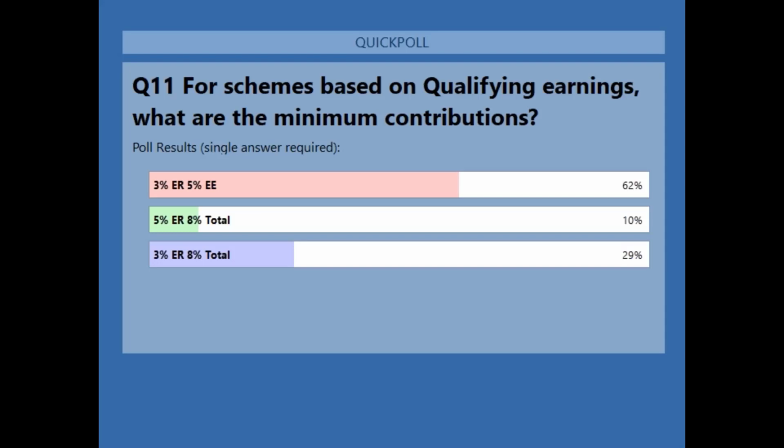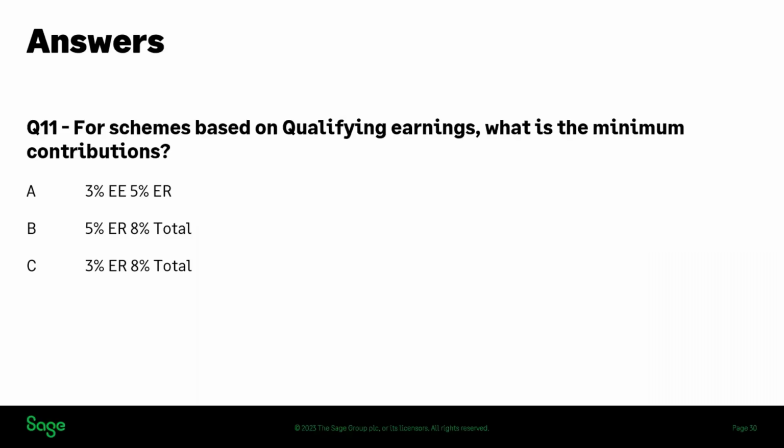Bonus points to anyone who spots the error. But we had a majority saying 62%, which we had 3% employer, 5% employee on the polls there, and 10% for 5% employer, 8% total. 29% said 3% employer, 8% total as well. So apologies on the slight error there, but we're going to hide the results and let's see if that error was misleading enough or whether it didn't really matter anyway. So Duncan, can you reveal the answer, please?